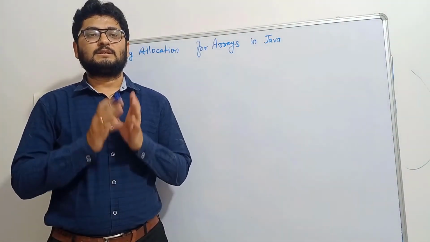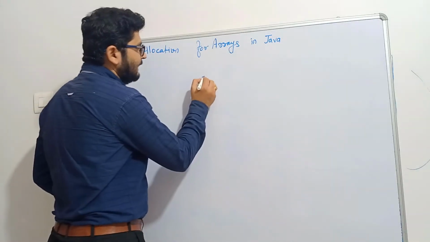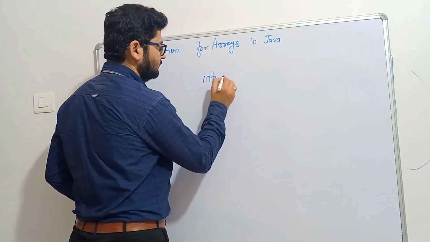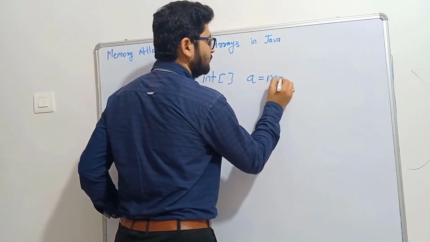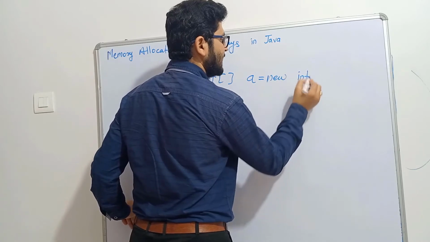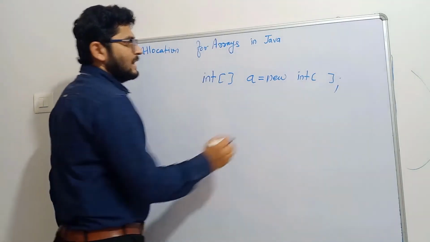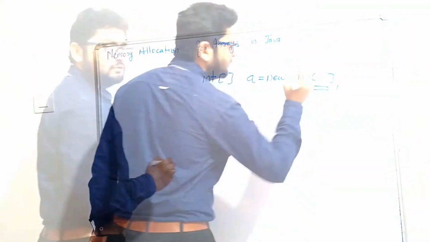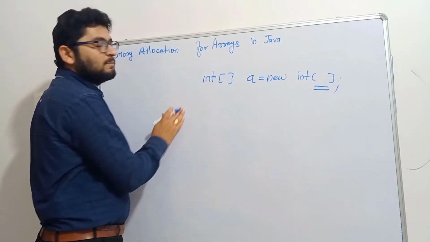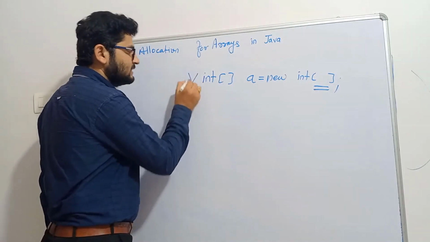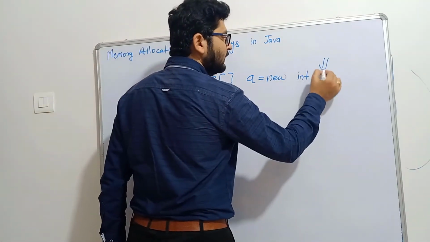Now let us see some rules of creating arrays in Java. For creating an array in Java, we need to write int, that is dimensions, then the name of the variable, equal to new, then the data type once again, and then the size over here. Now let us suppose I am not giving any size over here. So what do you think? Are you going to get an error, or is this statement completely valid? This statement is not valid. So compulsorily you have to give a value over here.